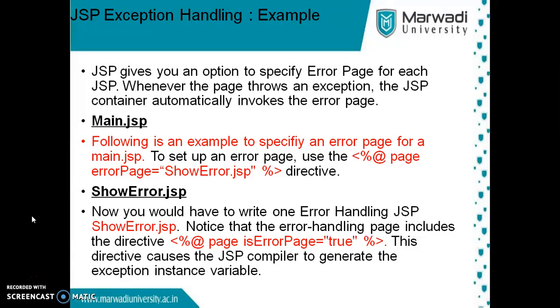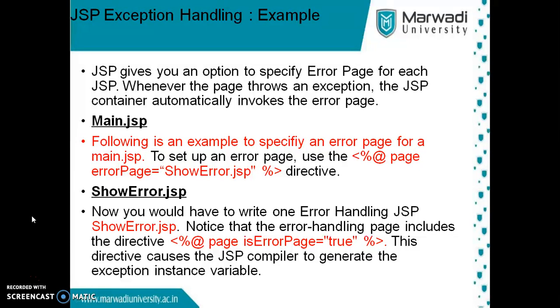Now let's say we have a first file main.jsp. Following is an example to specify the error page in main.jsp. To set up an error page, we can use a page directive, that is <%@ page errorPage="showError.jsp" %>. So whenever any exception is thrown in the main.jsp file, it is going to call the showError.jsp file. That is the meaning of errorPage equal to some file name.